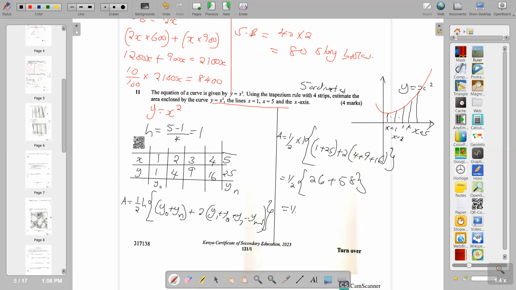So this one will be a half times, so you add what is inside the bracket. So that is 84. So we're going to divide by 2. So the answer is 42 square units. You can leave your answer as 42 square units, not 42 square centimeters. So that is number 11.